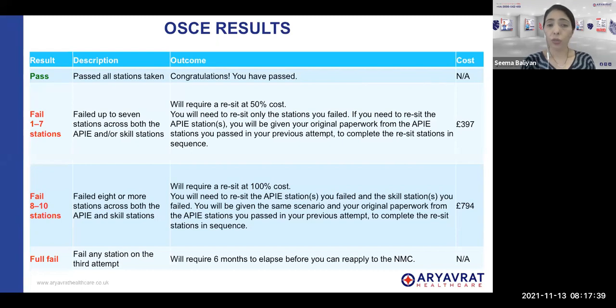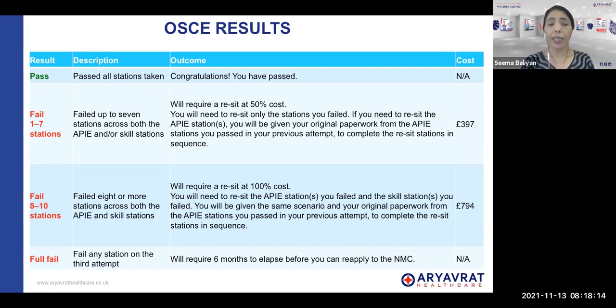In order to get a pass result, you will have to pass all of the 10 stations. If unfortunately you fail, then the failure is divided into three types. If you fail 1 to 7 stations, then you will have to take a reset at 50% of the cost fee for the exam, and you are only going to be resetting the same stations which you have failed. So if you failed, say, 3 stations, you will need to appear only for those 3 stations, and it is going to be the same scenario that you are going to get.